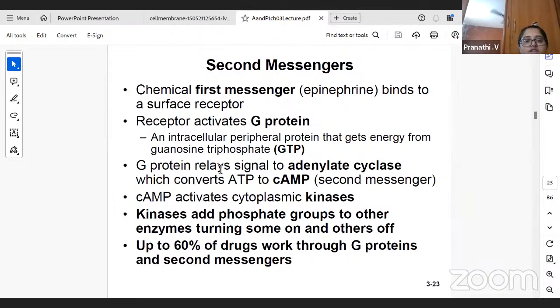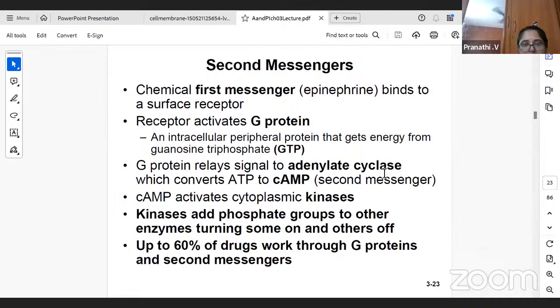So we can see the G protein relays the signal. What is going to happen is there is going to be a receptor on the cell, and this receptor activates the G protein, which is present on the periphery of the cell.